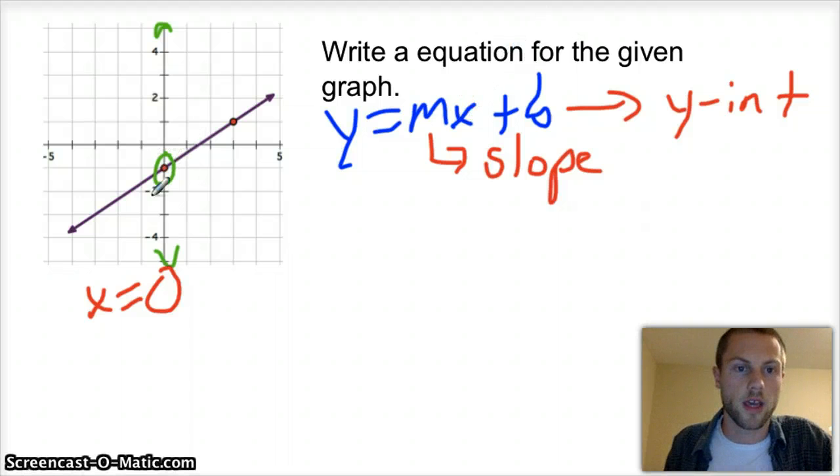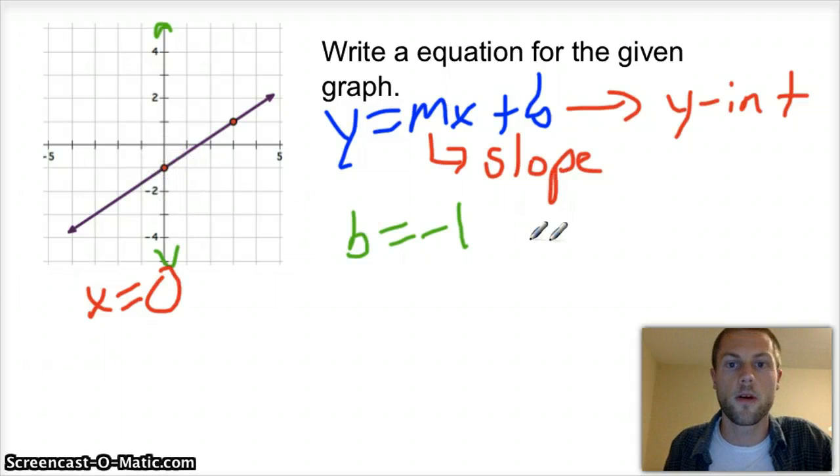Anyways, this one looks like I can easily spot my b, my y-intercept. So my b is going to equal -1. All right, we're going to grab that in just a minute, but next let's calculate the slope. Okay, good. Next, let's take a look at the slope.